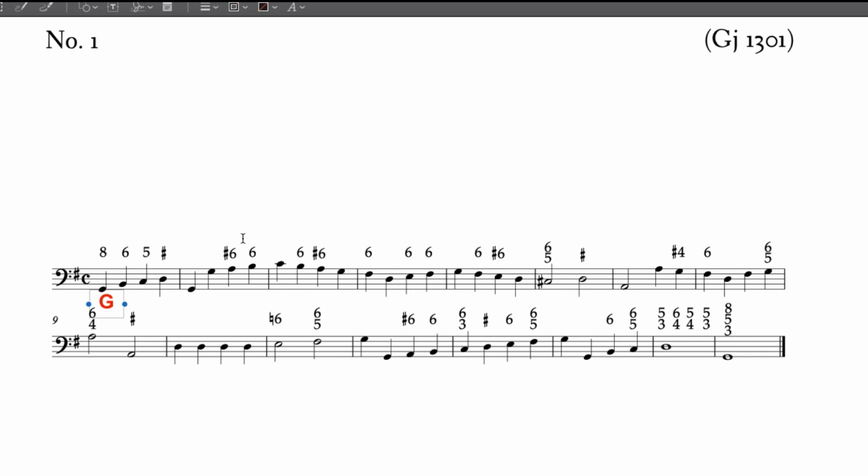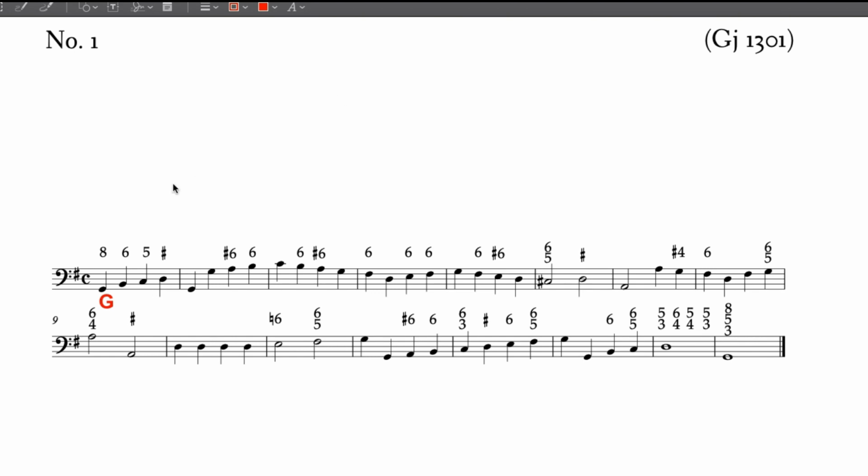Now, what are these numbers going on here? What's that all about? Look at those. These are what we call figures, and if this is the bass, then these are the figures, and the result is figured bass. Okay, I've talked about this before.